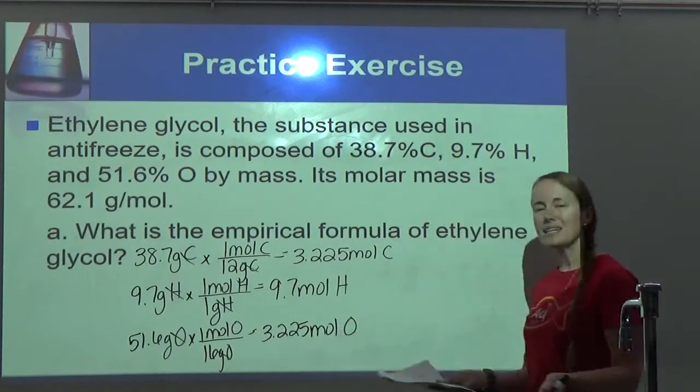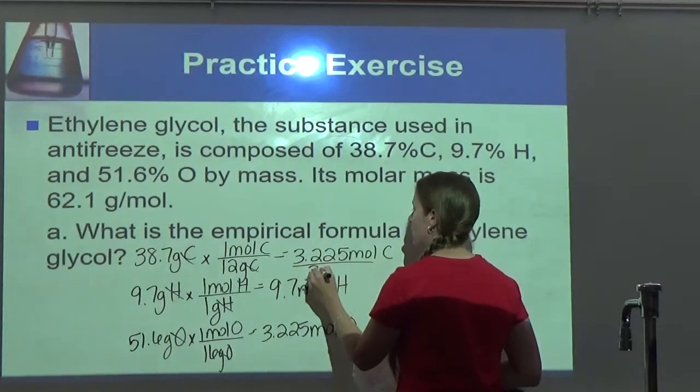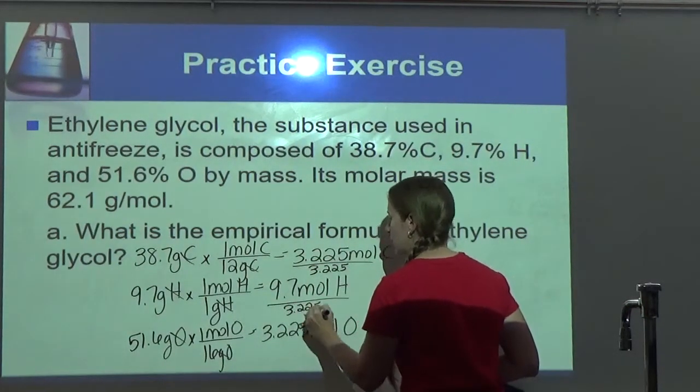So remember, our next step is we got to divide by the smallest. So my smallest number is the 3.225. So I divide all of them by 3.225.